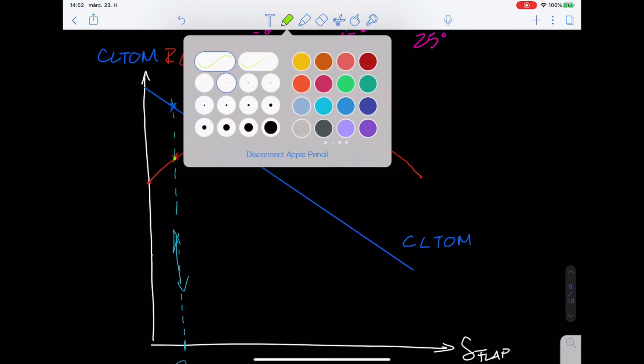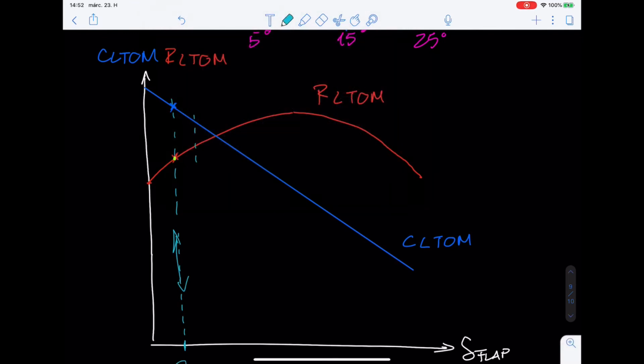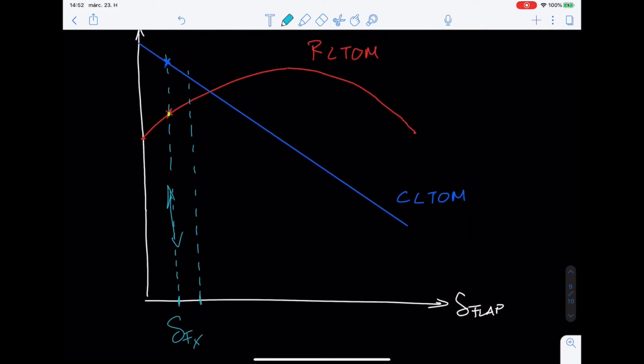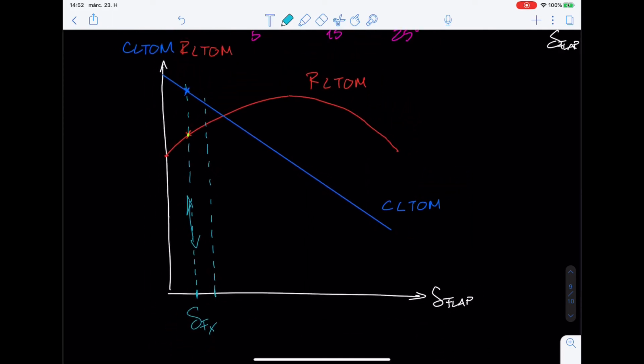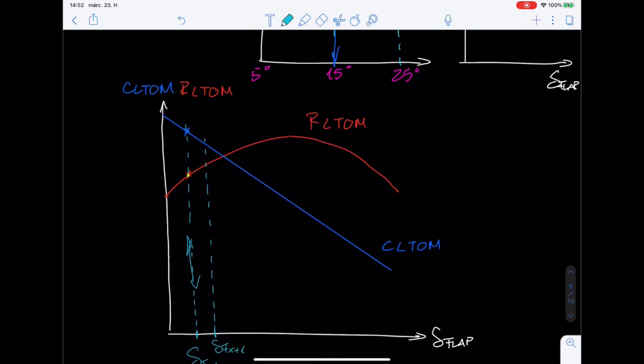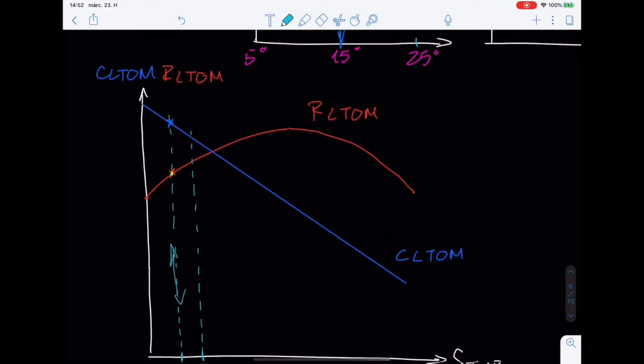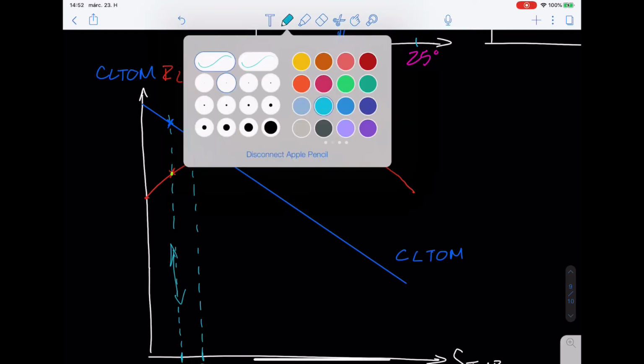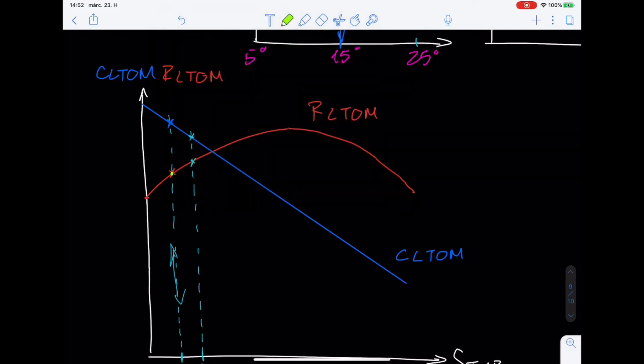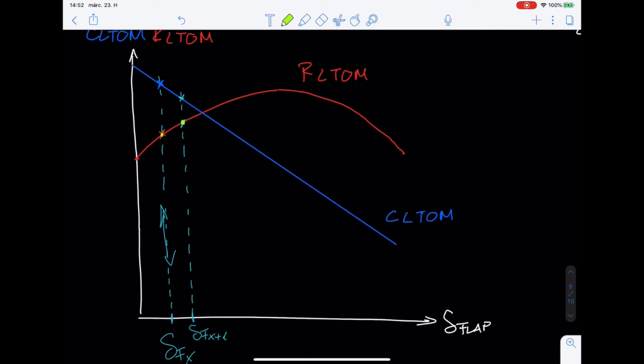So let's go on a bit further and examine this flap setting, let's say delta fx plus 1. In this case, we're limited from above by the climb limited takeoff mass, and we have a lower limitation, the runway limited takeoff mass, and therefore the performance limited takeoff mass is the lower of the two, so the runway limited takeoff mass.